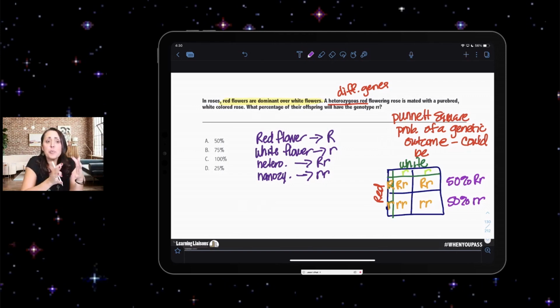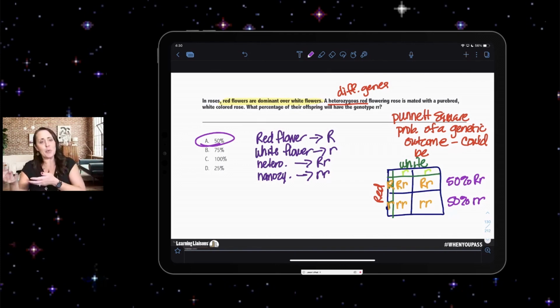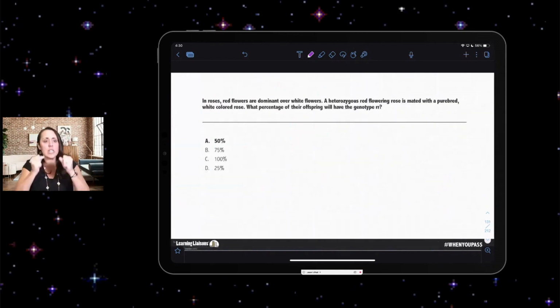The homozygous purebred white is going to be that same set of genes passed on. What is the percent chance I would get an RR? There's our answer right here, 50% chance. I have half the likelihood that I'm going to get the heterozygous red flowering rose. That's a fun one to do. A lot of information in there. Let's check our answer. We did it.